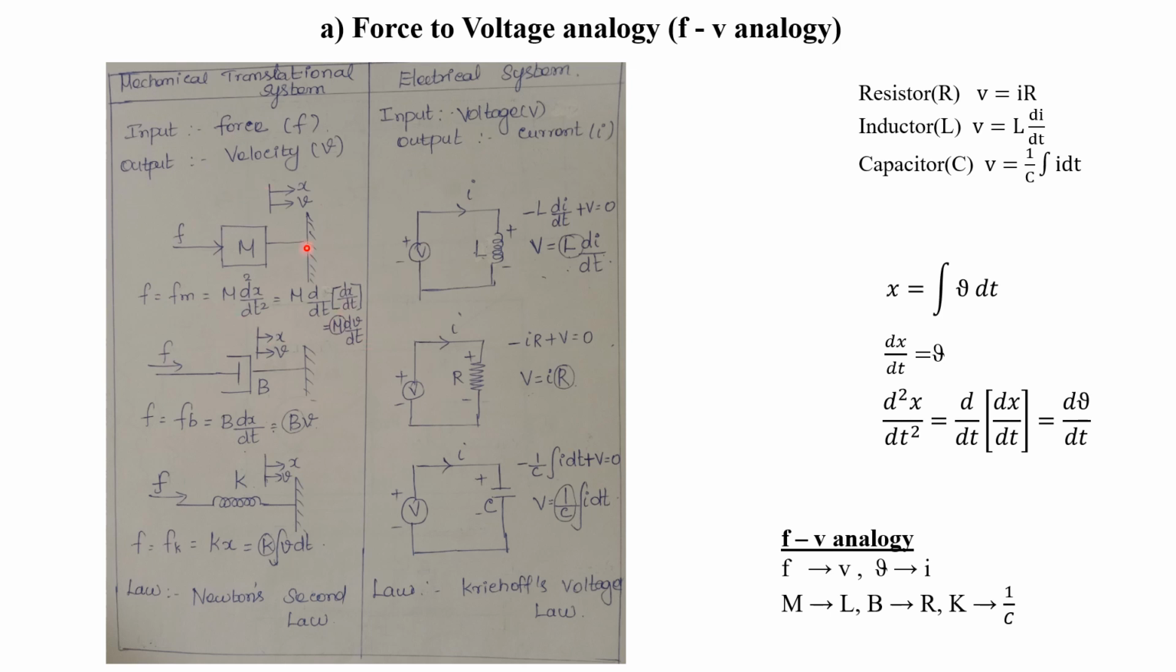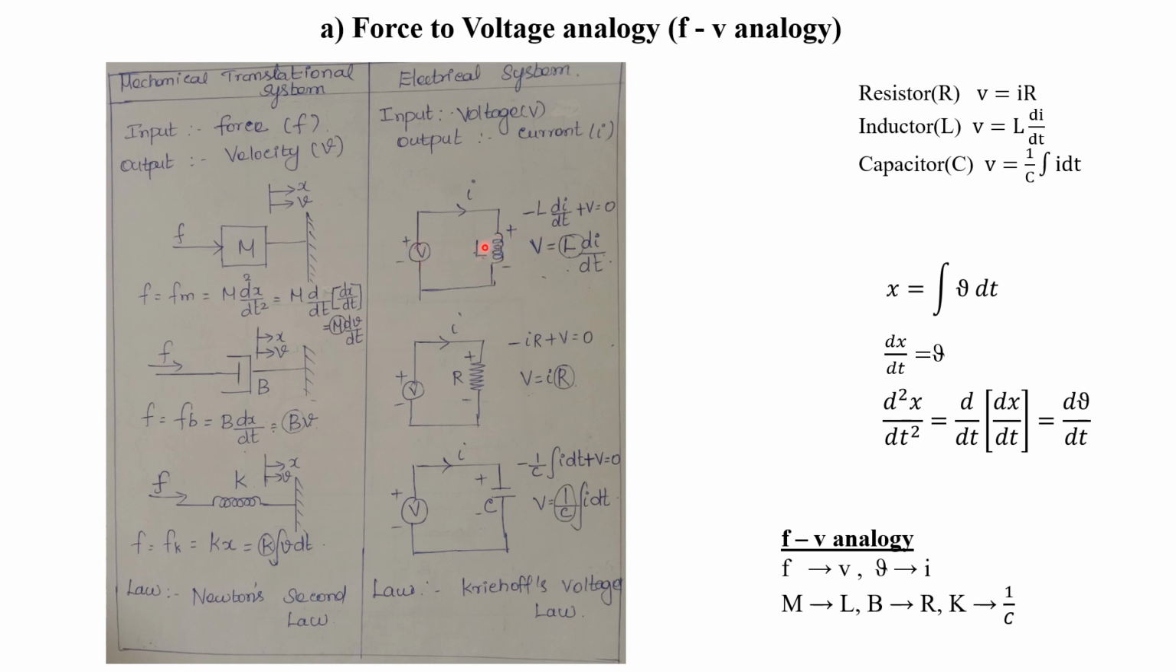Okay, so this is the mechanical translational system. This can be transformed into its corresponding electrical system. In the electrical system we have to draw the inductor L. Then only we get the system equation which is in a similar form as that of the mechanical translational system. So here we have to draw the inductor L.